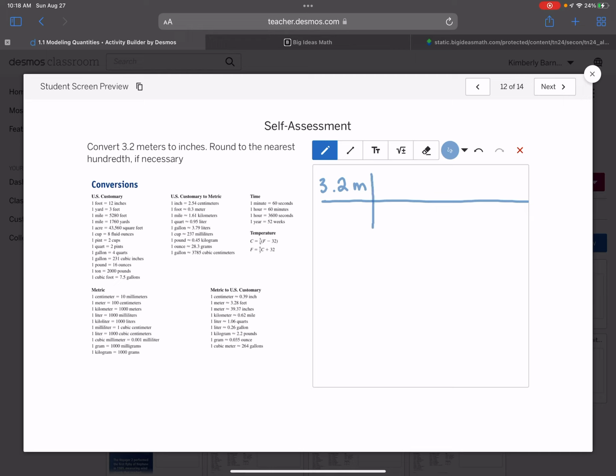So 3.2 meters, we want to get to inches. I can go straight from meters to inches. So 1 meter is 39.37 inches. So that equals 3.2 times 39.37 over 1. 3.2 times 39.37. Round to the nearest hundredth, that will be 125.98 inches.